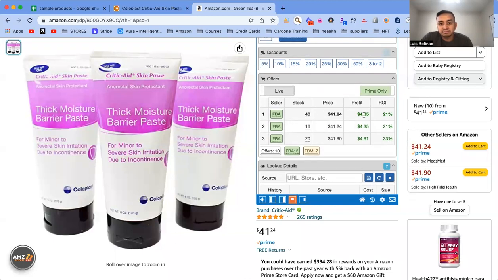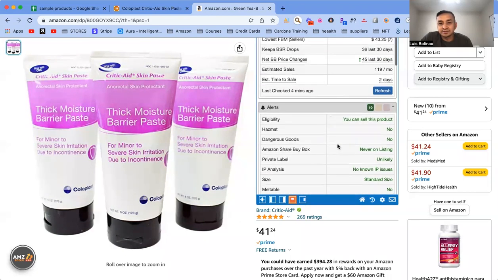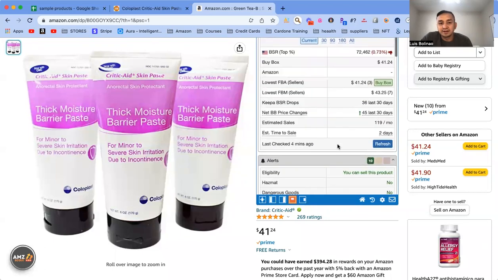So this one is pretty good, I would say. There's 3 other FBA sellers with very decent inventory. So 119 sales.